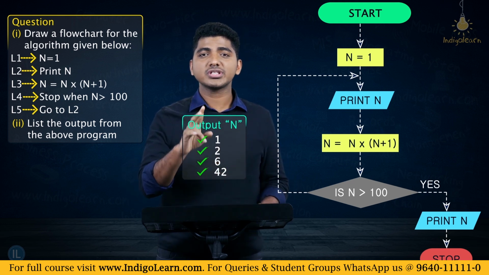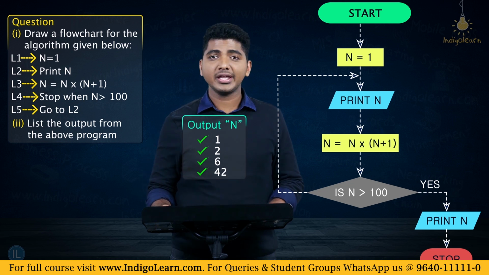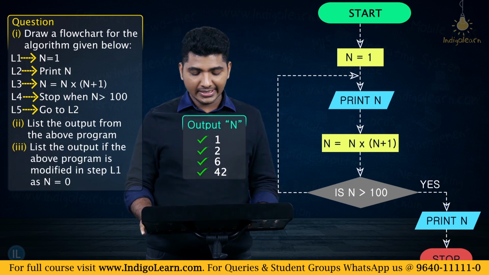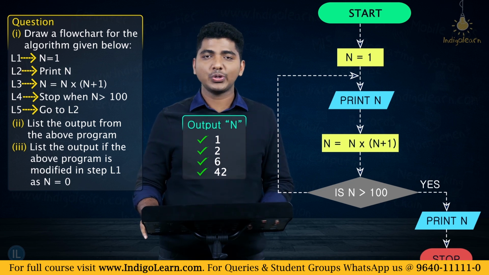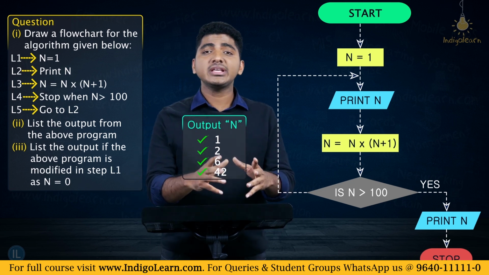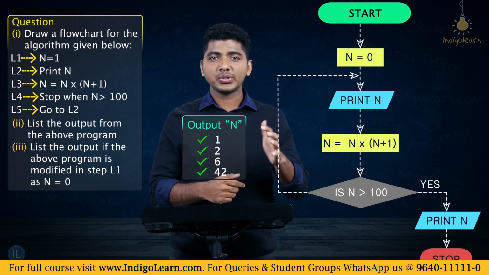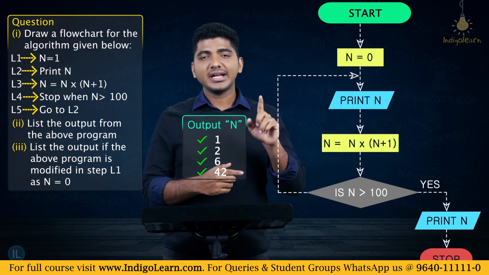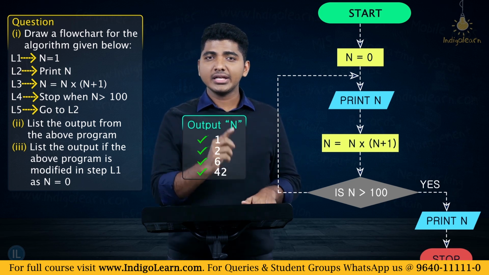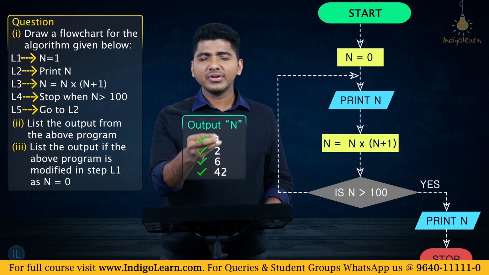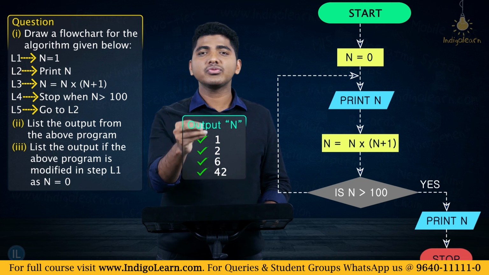So there is one more question for 2 more marks. What is the question? They are saying, list the output if the above program is modified in step L1 as n is equal to 0. Initially we initialize the value n is equal to 1. Instead of writing n is equal to 1, if we write n is equal to 0, what is going to be the output? Now before I answer, I want you to think for at least 15 seconds. Pause the video, think for 15 seconds.